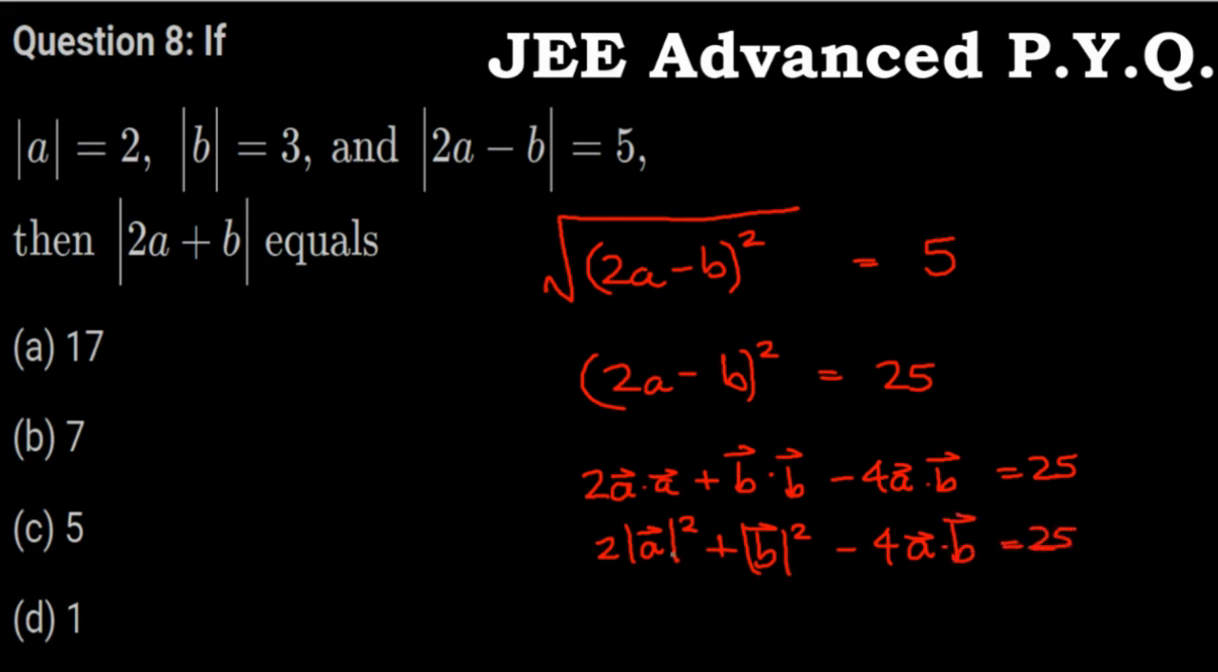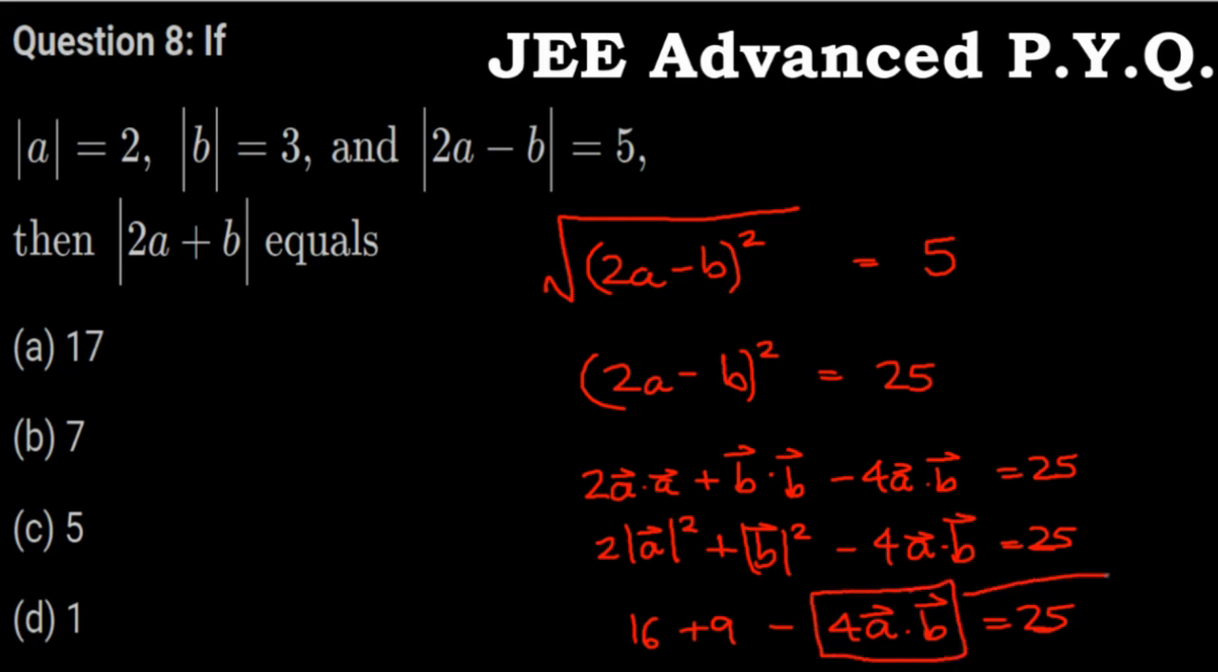Well, we know this and we know this, so if we actually write it out, we get 16 plus 9 minus 4 A dot B is equal to 25. And when we solve for it, we see that this quantity, A dot B, is equal to 0. So that becomes 25. You subtract it from both sides and then you simplify.